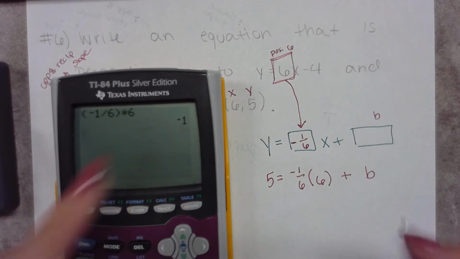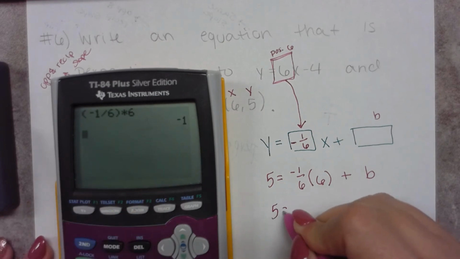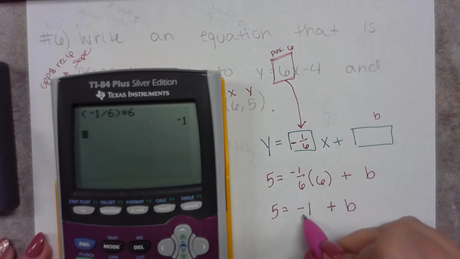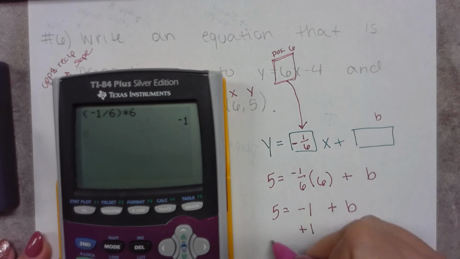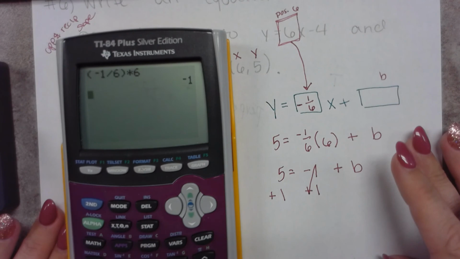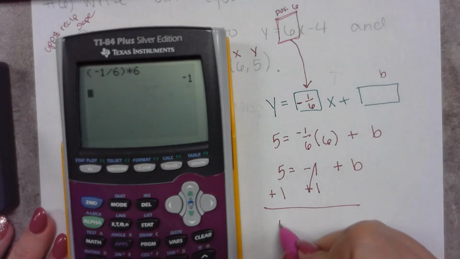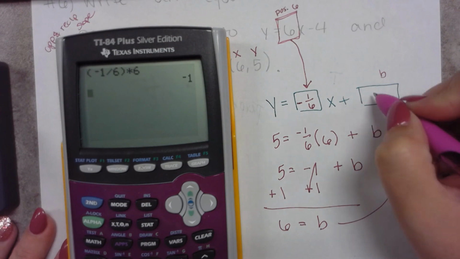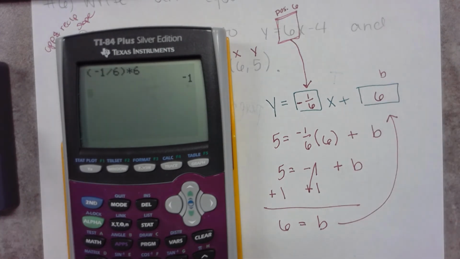That gives me negative 1. So 5 equals negative 1 plus b. Now in algebra, we know if I want to move a negative to the other side, the opposite of a negative 1 would be a positive 1. So I'm going to move that positive 1 to the other side. So that gives me 6 equals b. So now I'm going to plug that in right here into this equation.